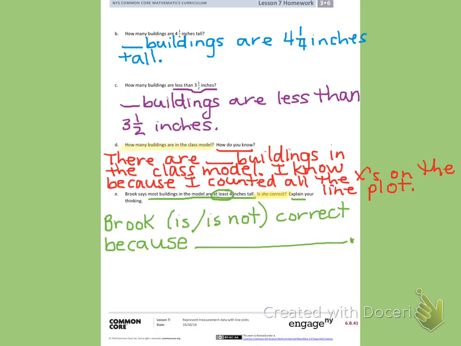If she's correct, then that means most of the buildings are at least 4 inches tall or more. If she is not correct, they are less than 4 inches tall.